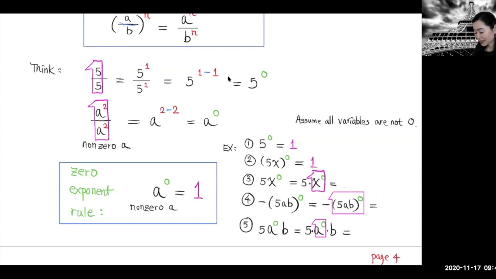This one here, 5 times x to the 0 power. This exponent only applies to this x. There's no parenthesis around the 5x. So this exponent only applies to x. It has no control over this 5. So this part here is a 1, and 1 times 5 is 5.